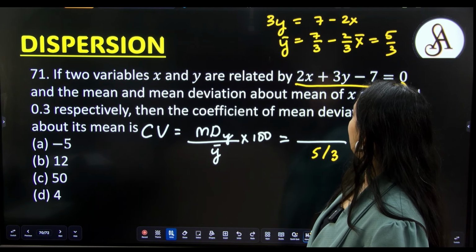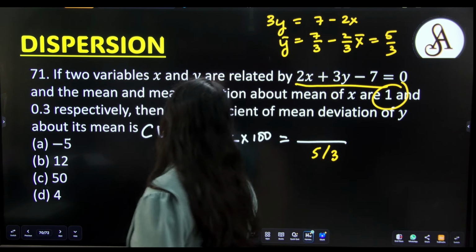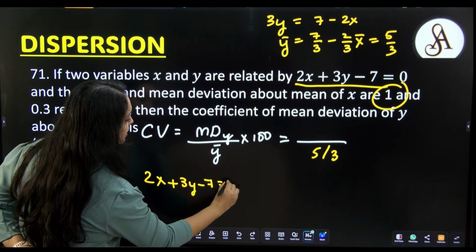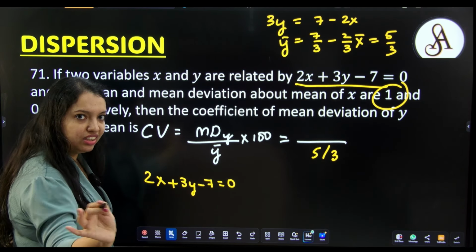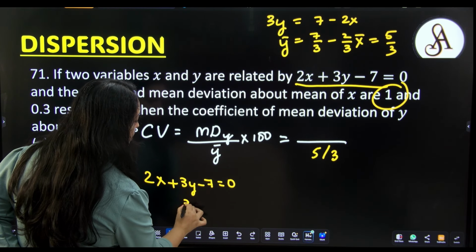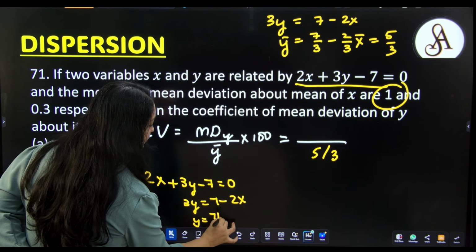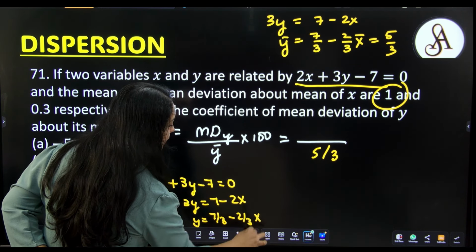Numerator, mean deviation of y. We will take the same equation now: 2x plus 3y minus 7 is equal to 0. Move everything to the right hand side apart from y. 3y is equal to 7 minus 2x. y is equal to 7 by 3 minus 2 by 3x.